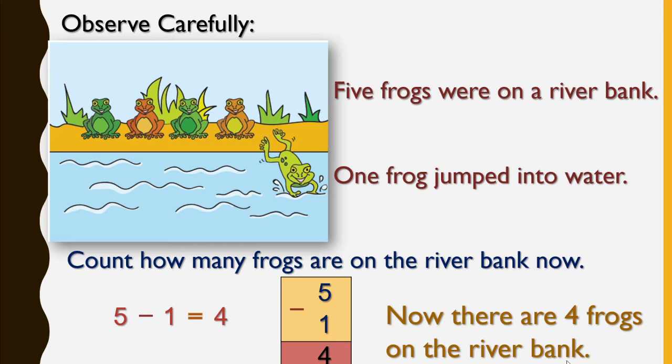Got this, children? Very simple. Try to understand properly. Earlier there were 5. 1 jumped into the water. So how many remain? 4 remain. Got this? You can use your fingers for subtraction also. How you use your fingers for addition? Like that only you can use your fingers to do the subtraction. Okay?